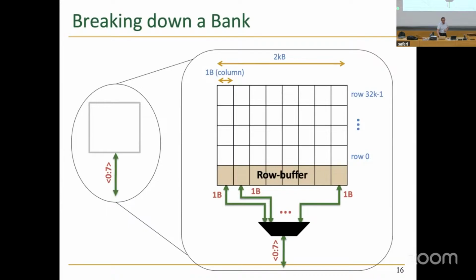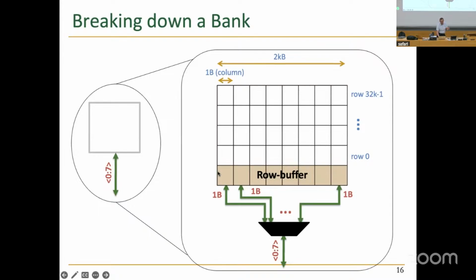Okay, once you break down the bank, it's a two-dimensional array structure. And essentially, you see a two-dimensional array of cells. Each of these over here is a cell. It's not to scale because you can see that you have 32,000 rows in this particular case, and 2 kilobytes of columns, which is 16,000 if you think about it. And one column can be thought of as 1 byte, essentially.